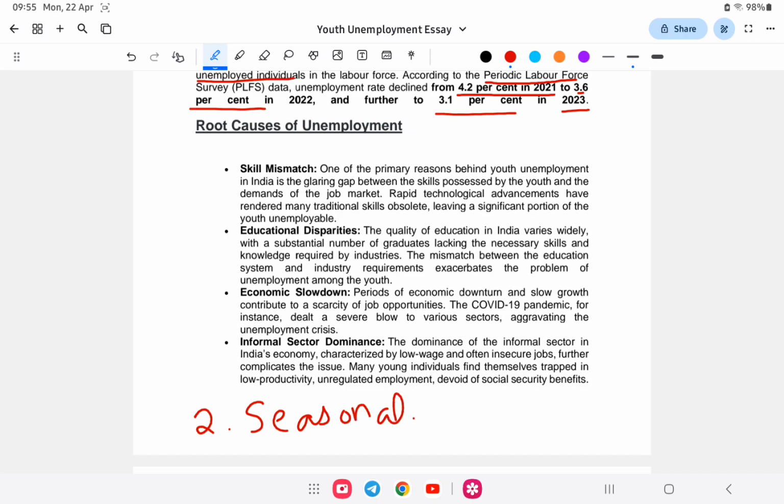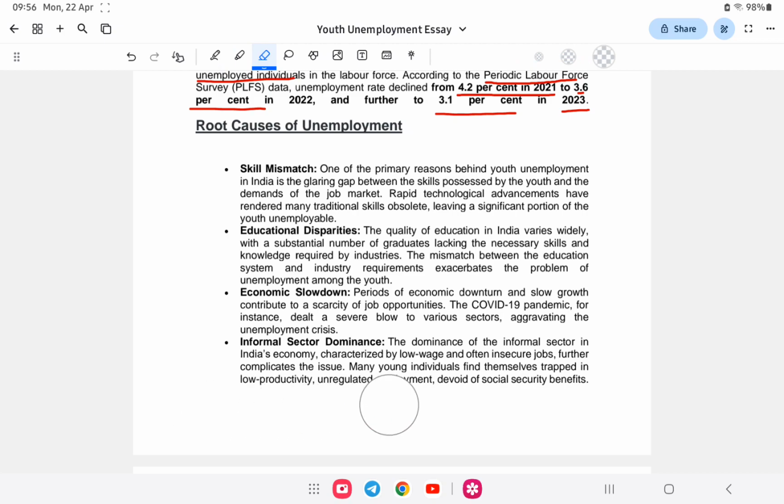Seasonal unemployment. For example, in the agriculture cycle, like rice cultivation, one usually plans in May, June, July, during the monsoon time. So after the rice is planted, people have nothing to do because the rice takes time to grow. At that time unemployment rises because people are not employed. This type of unemployment in a season is called seasonal unemployment.